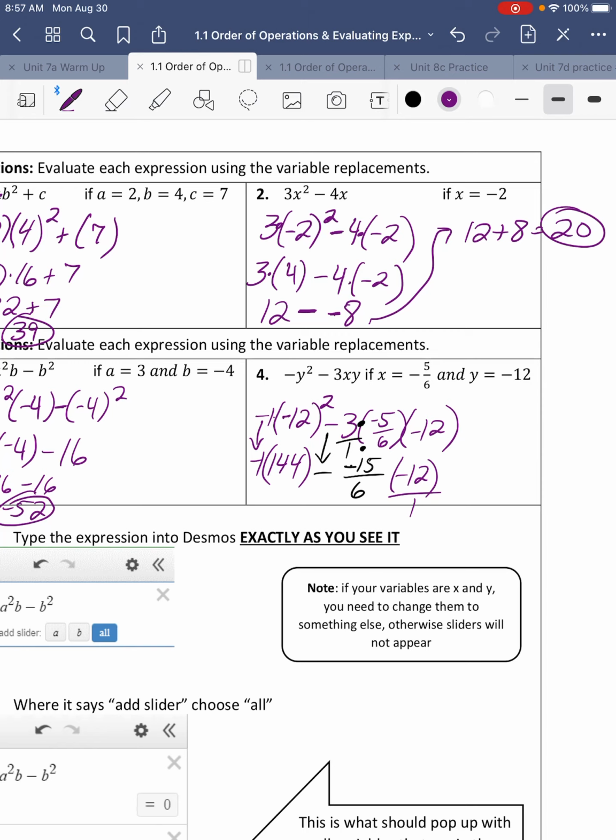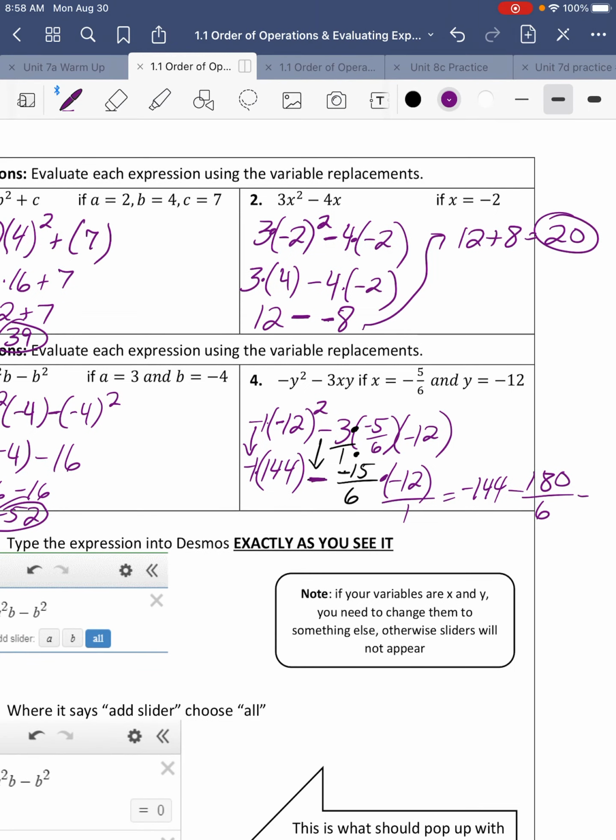So now we're going to multiply across the numerator here. Let's multiply here. We have negative 1 times 144 is negative 144. And we have subtraction. And we have 15 times 12 is 180, over 6 times 1 is 6. And then lastly, we have negative 144. 180 divided by 6 is 30. And that's negative 174.